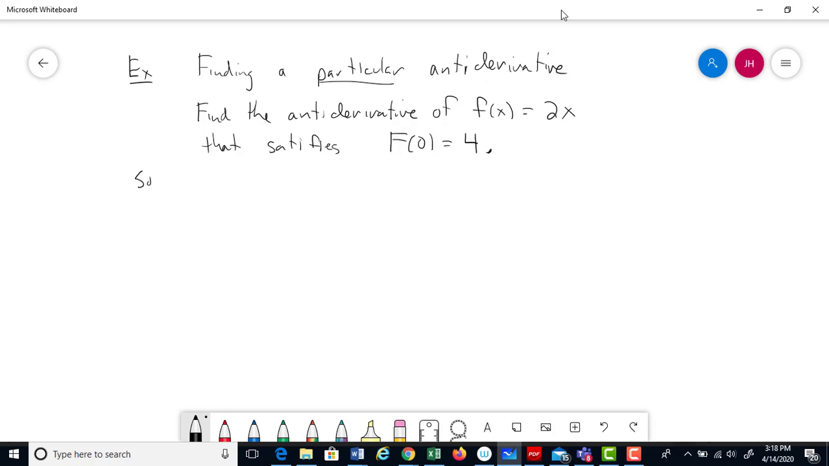Okay, so the solution here is what I need to do is find the antiderivative of little f of x. Well, we already did that one. The antiderivative of 2x is x squared plus c.